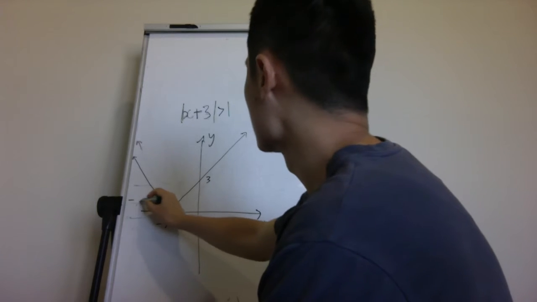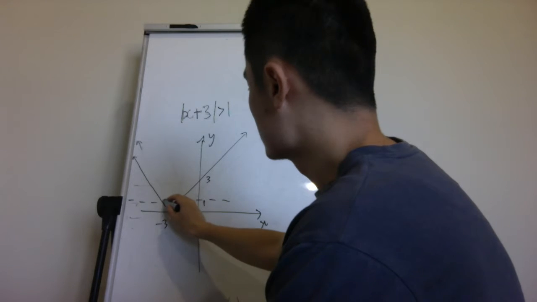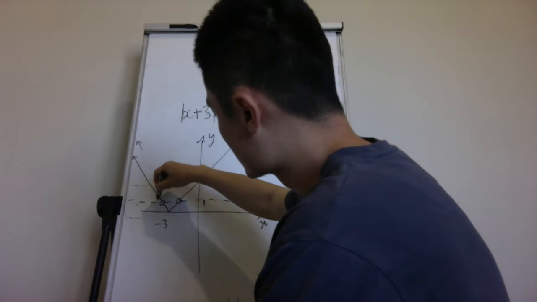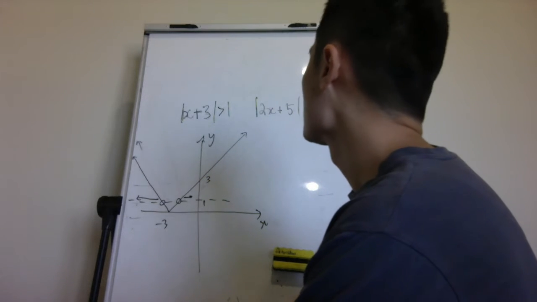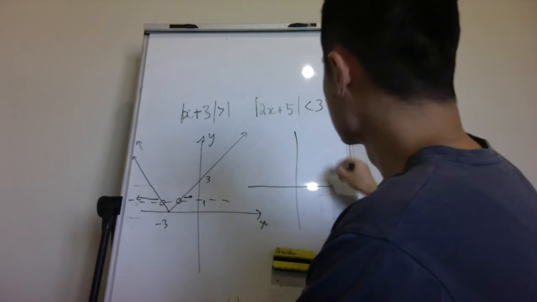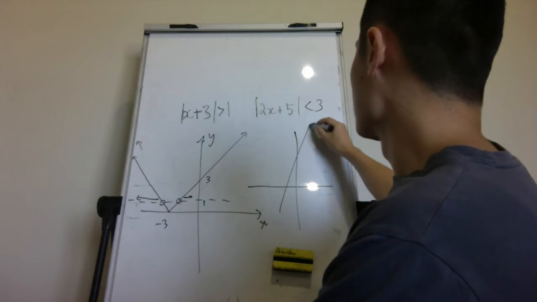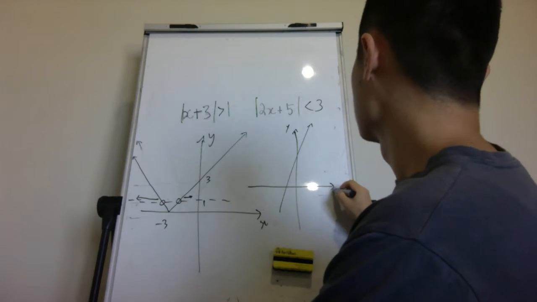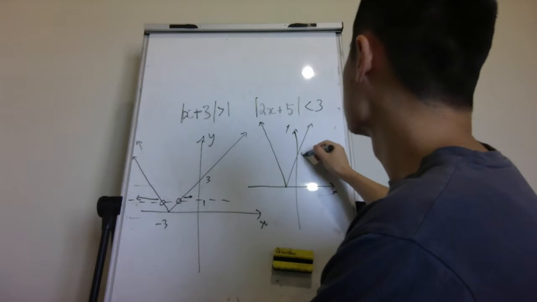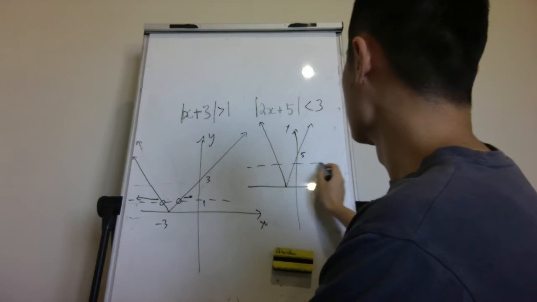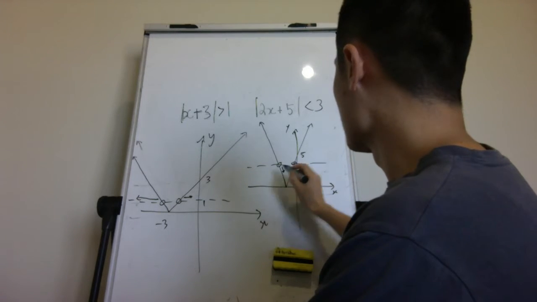And then we're trying to look for the values that are bigger than 1. Okay, so we're looking for these values. Okay, and then you have this 2x plus 5, which is steeper and intersects higher. Okay, obviously the absolute value reflects it up. Now we're looking for it to be less than 3. So we're looking in between these values.